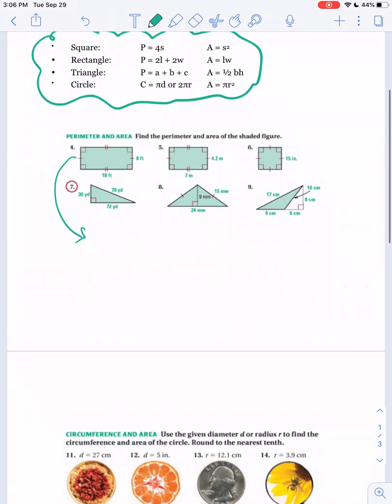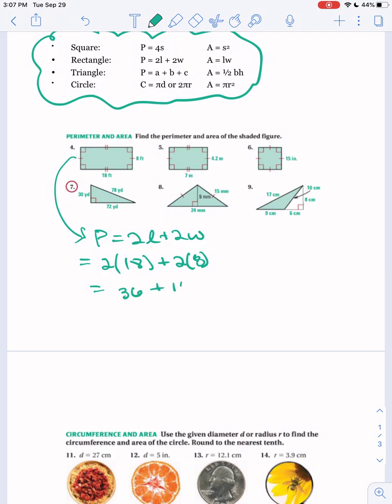We know that the perimeter of a rectangle is 2 times the length plus 2 times the width. Doesn't matter which one you call the length and which one you call the width. I'm just going to call 18 my length, and my width I'll call 8. So that looks like 36 plus 16, or 52, and that's feet, and that would be our perimeter is 52 feet.